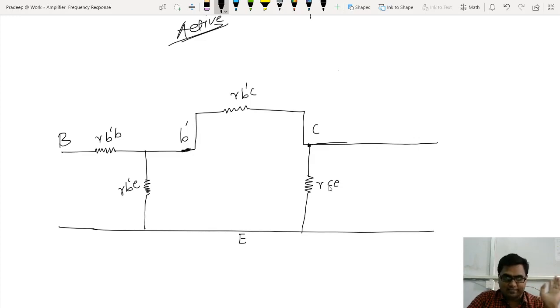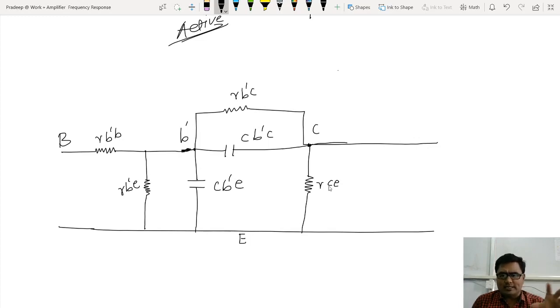Now it's time to draw capacitors. One capacitor is present between virtual base and collector. Let me draw it. Its name is C b'c. Another capacitor is present between virtual base and emitter, that is C b'e. Just check: 4 resistors and 2 capacitors I have marked. This is my transistor. See, I'm not showing any biasing resistors. This is just the internal circuitry of the transistor.